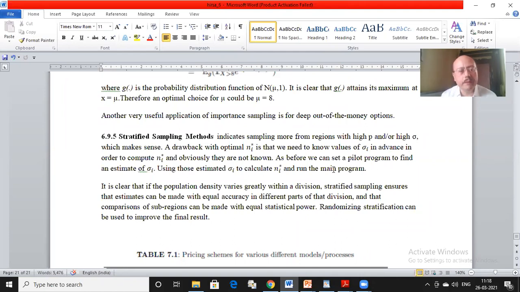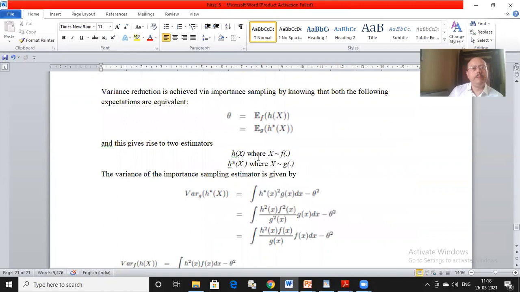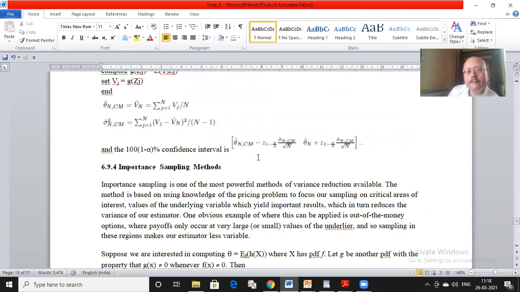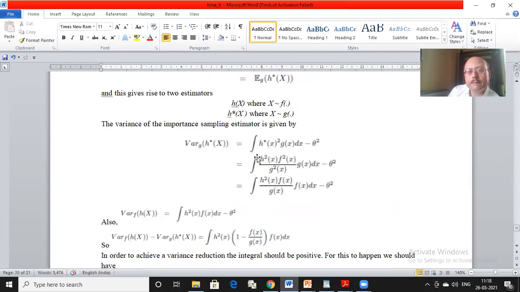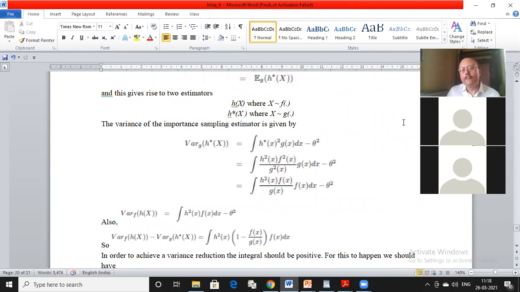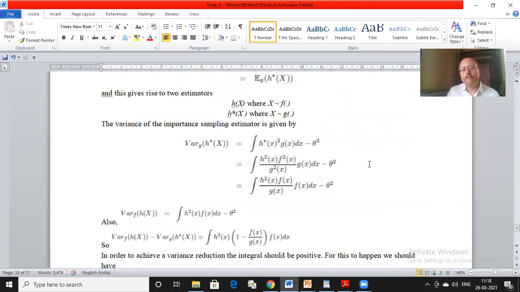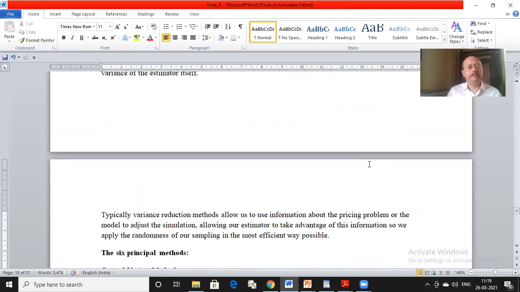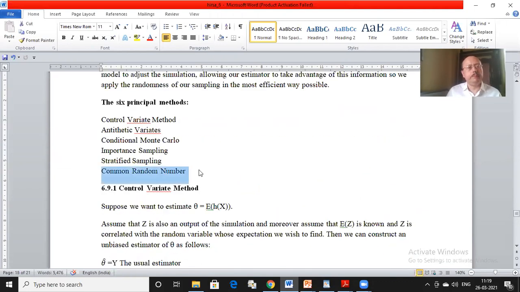Finally, I did not have a section for the common random numbers because for common random numbers, there is no detailed methodology. Yes, any question? Okay. So I said that there are 6 methods and the last one was common random numbers.